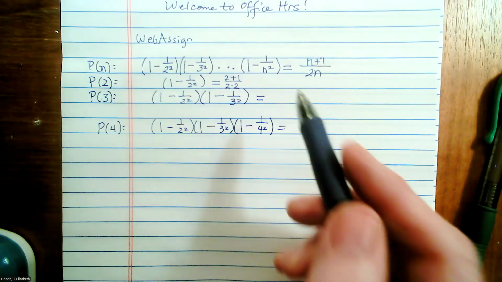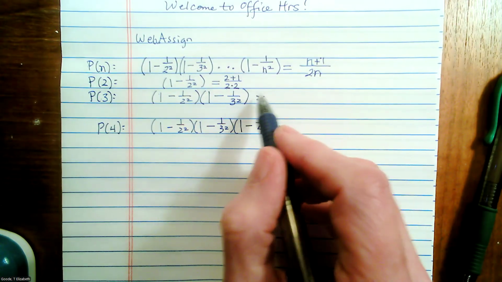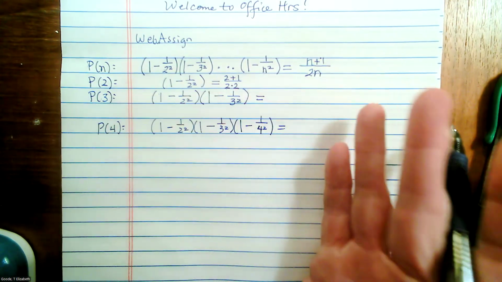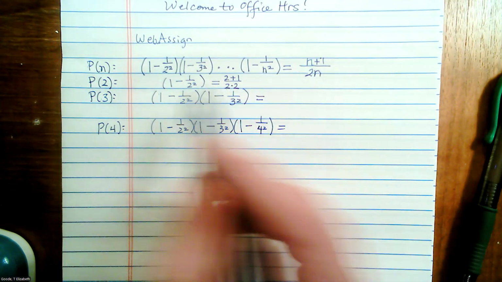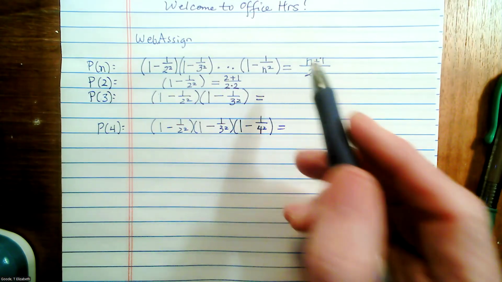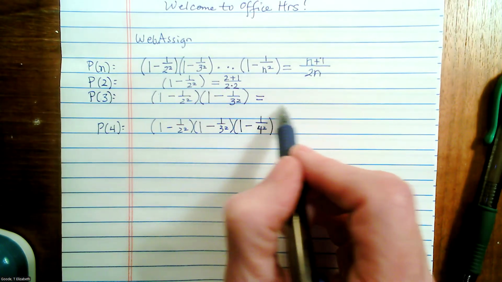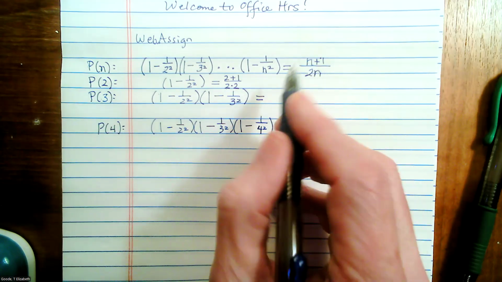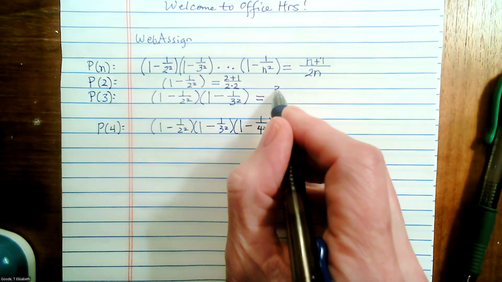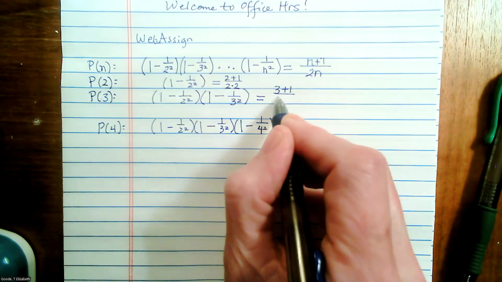Exactly. So let's look at the right-hand side of P of 3, since we're practicing writing P of 2 and P of 3 and P of 4, and then we can check and see if they're true, just to convince ourselves. So what would the right-hand side of P of 3 be when n is 3? Would it be 3 plus 1 over 2 times 3?